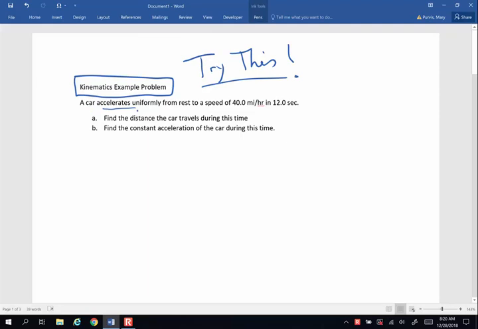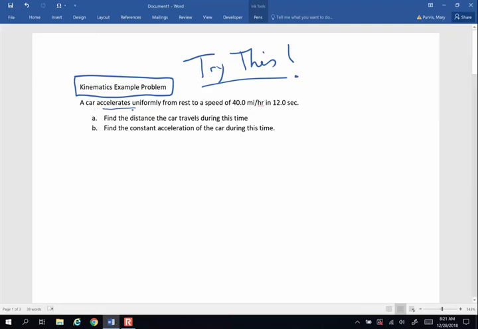A car accelerates uniformly from rest to a speed of 40 miles per hour in 12 seconds. Find the distance the car travels during this time. So we're going to start with part A and we'll do part B later. So first step, write down what you know.